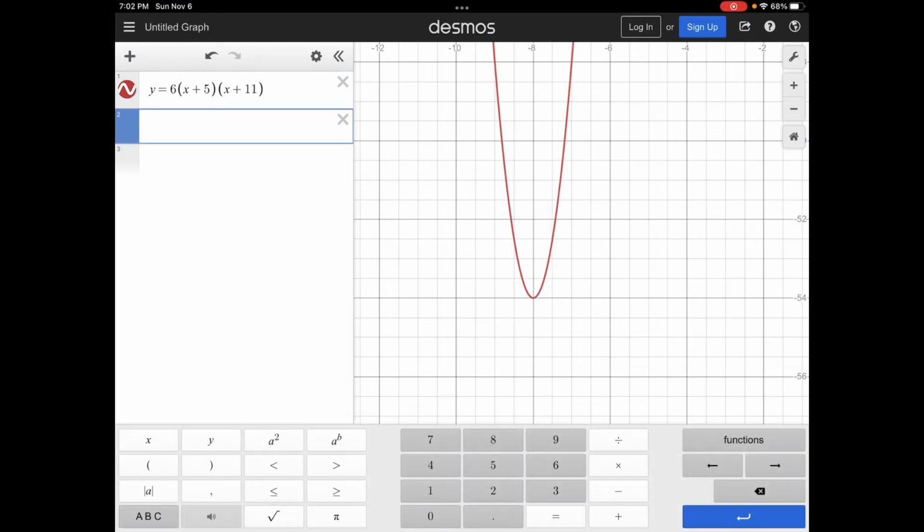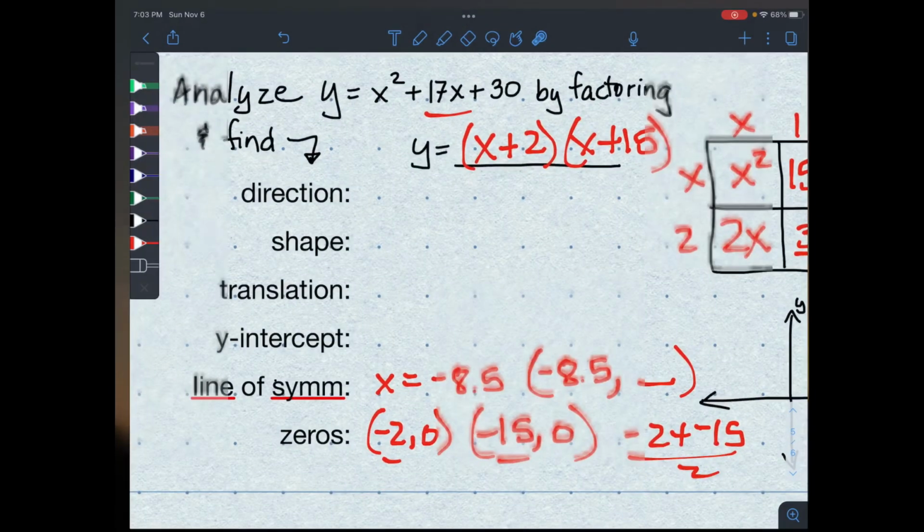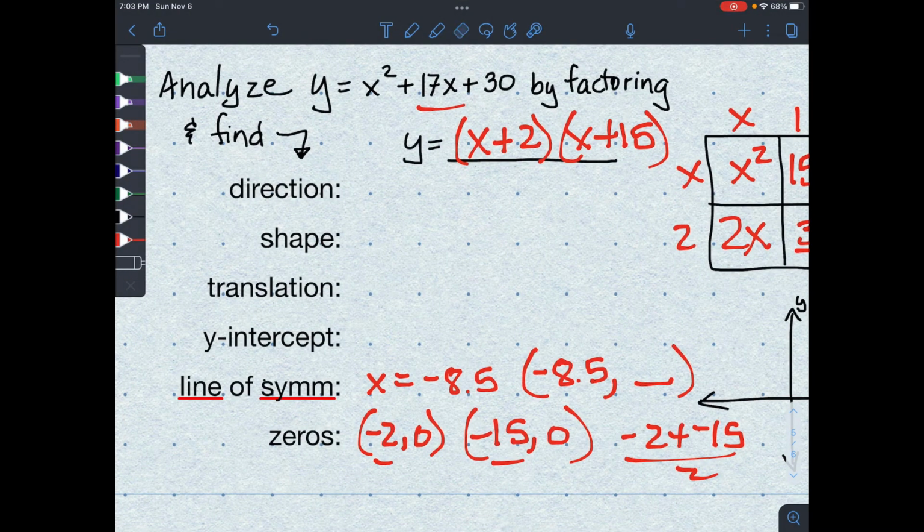And we can just use Desmos right here and say negative 8.5 parentheses squared plus 17 times negative 8.5 plus 30. All right, so there we have the answer, negative 42.25. So I know that my vertex is negative 8.5, negative 42.25. Where does the graph cross the y-intercept?